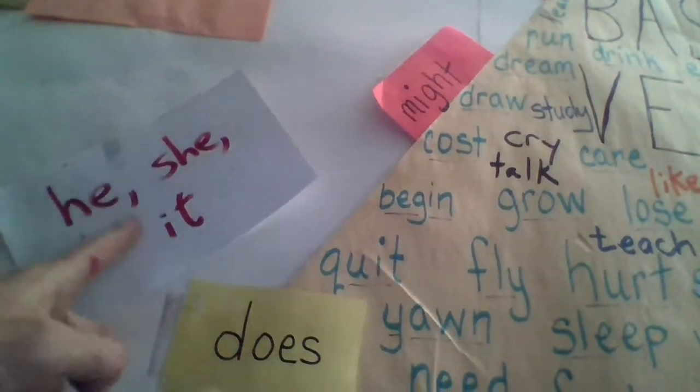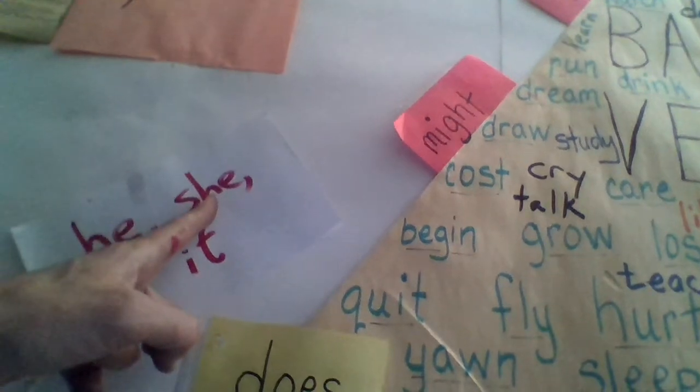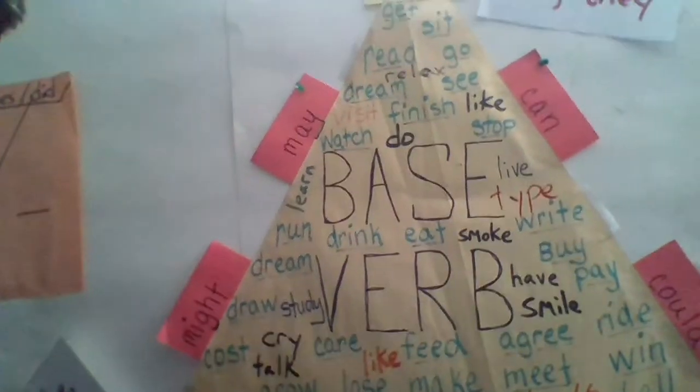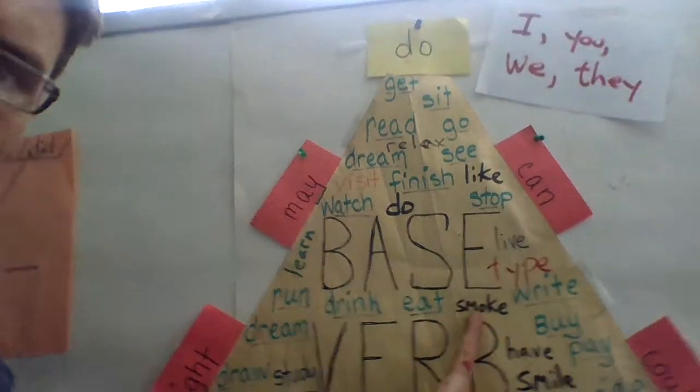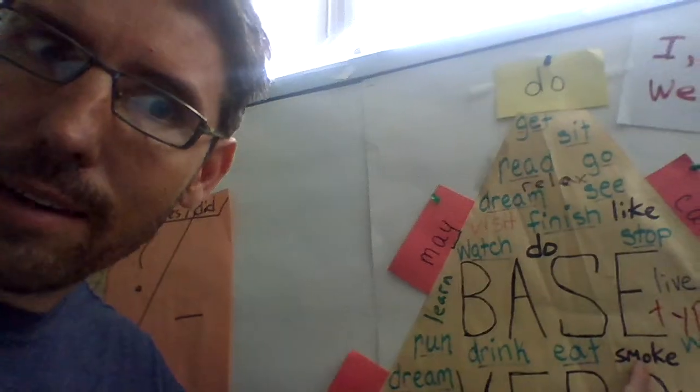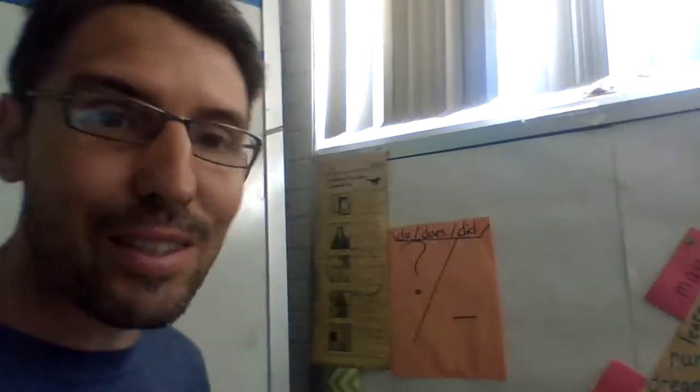Or I can say something like this. Does she, and then a base verb. Does she smoke cigarettes? She smells like tobacco. Does she smoke cigarettes? Okay. So that's how we ask the questions in the present simple tense. I want to show you some examples, okay?